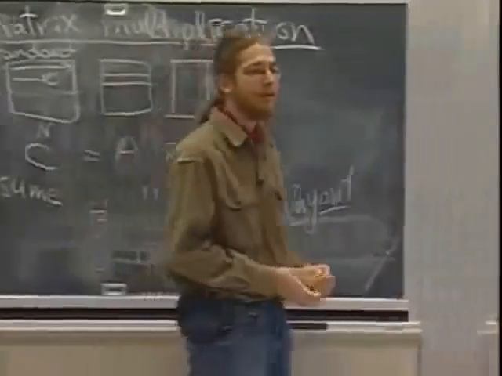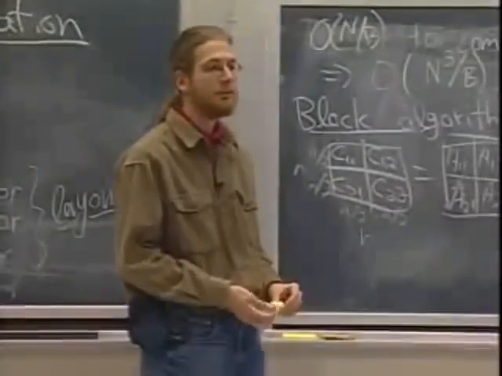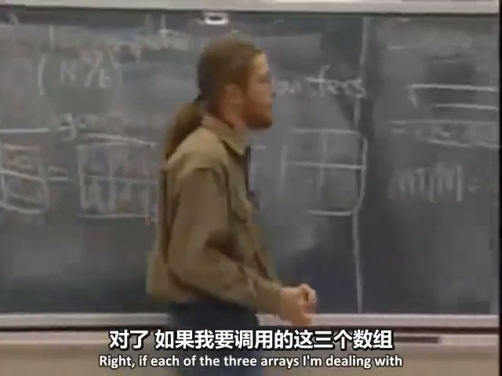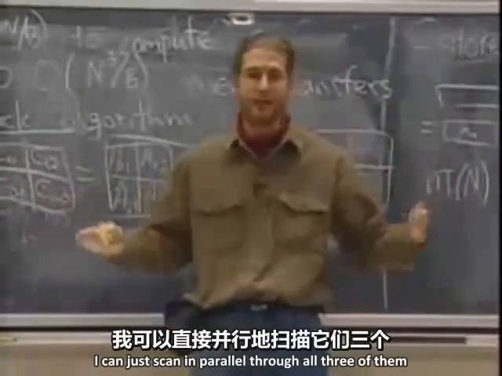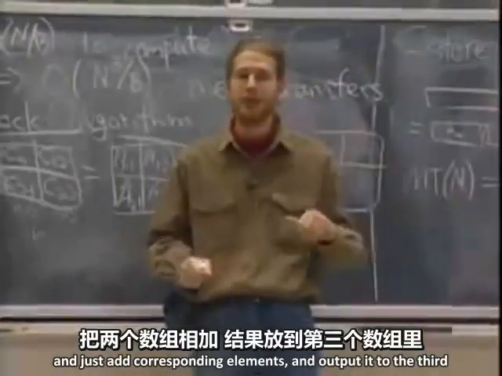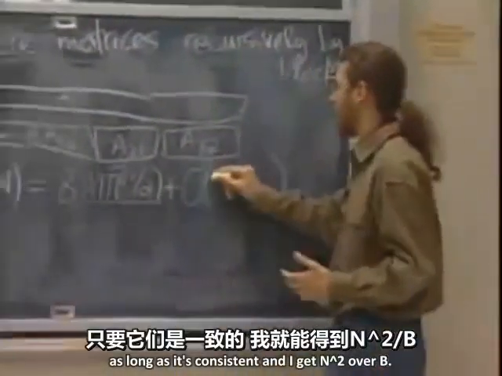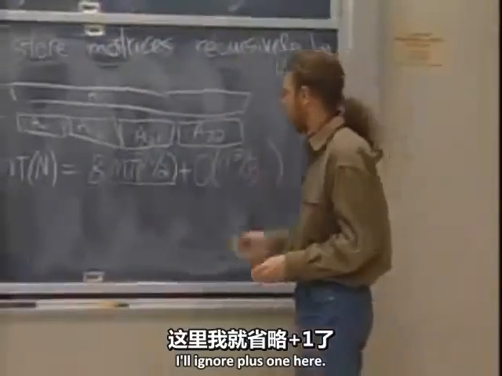Yeah. If they're stored in the same fashion, then you can just add all of the n squared after n squared, n squared over. Right. If each of the 3 arrays I'm dealing with is stored in the same order, I can just scan in parallel through all 3 of them and add corresponding elements and output it to the third. So I don't care what the order is as long as it's consistent, and I get n squared over b. I'll ignore plus 1 here.